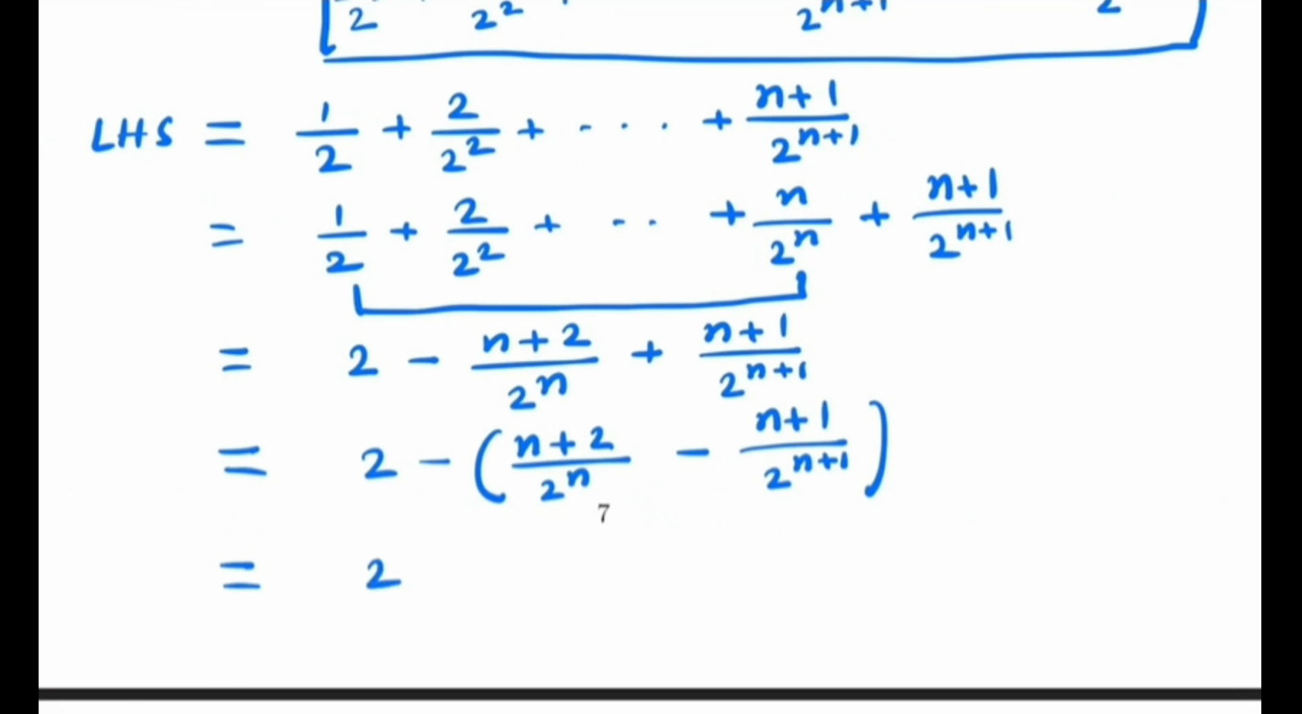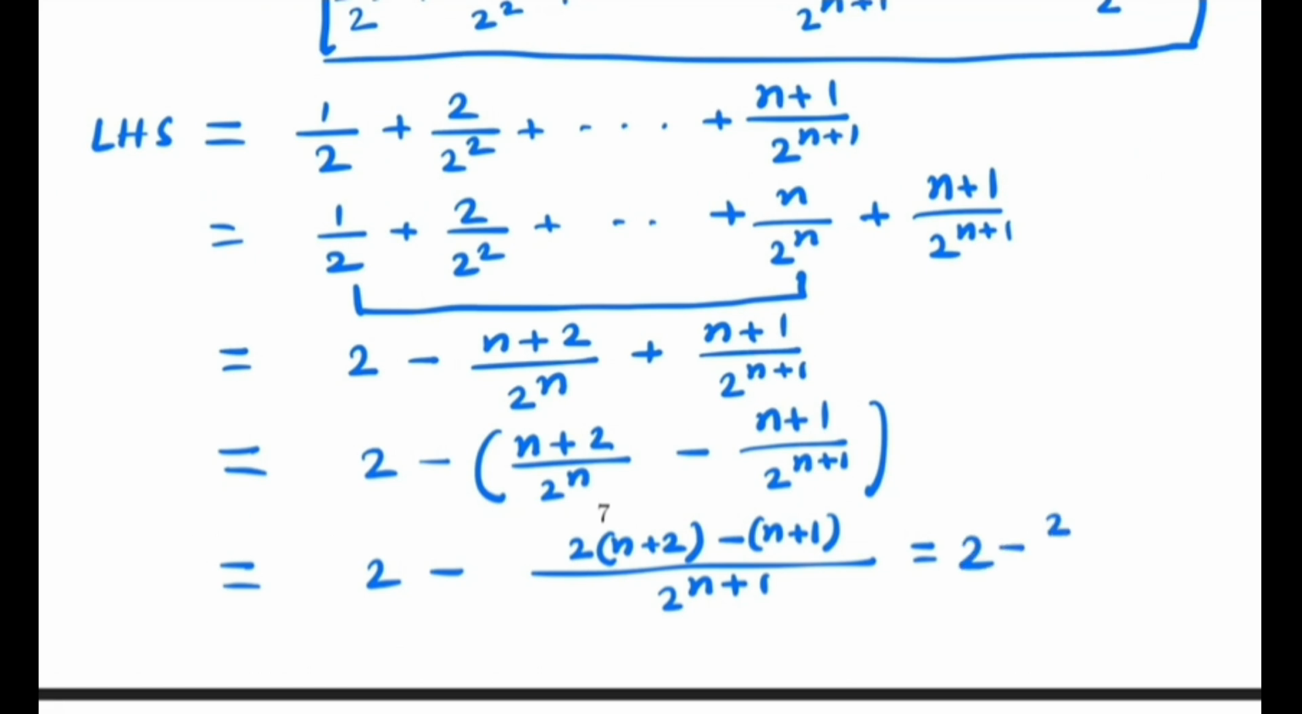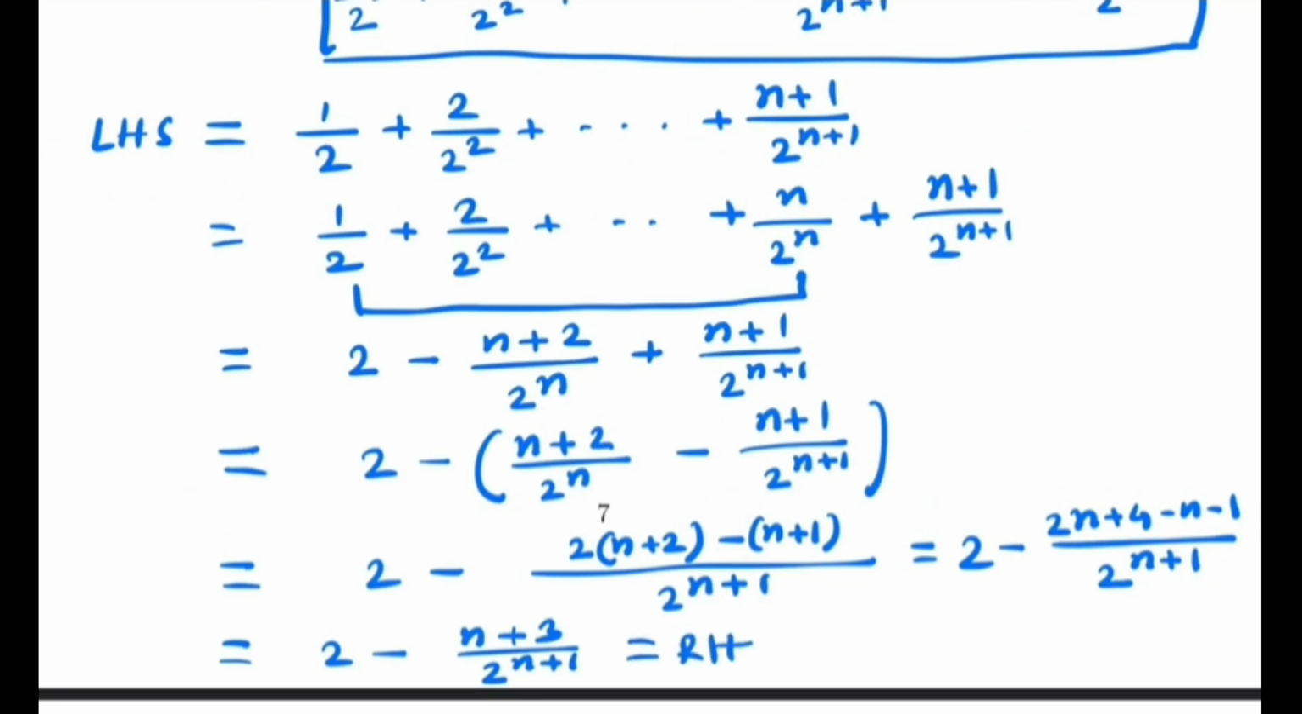Okay, so this will be 2ⁿ⁺¹, and here it will be 2 times (n+2) minus (n+1). So this is 2 minus (2n+4 − n − 1)/2ⁿ⁺¹. So by simplifying, we get 2 − (n+3)/2ⁿ⁺¹. So exactly we got what we have to show. So this is nothing but RHS.